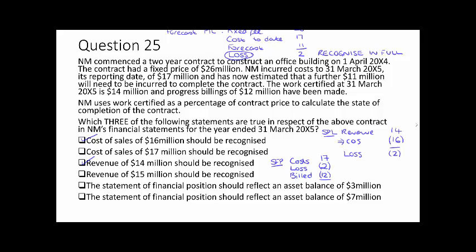The net effect of these is to leave us with a $3 million balance, which is an amount due from the customer and therefore should be reflected as an asset. So that this option here is the third of the correct statements that we needed to identify.